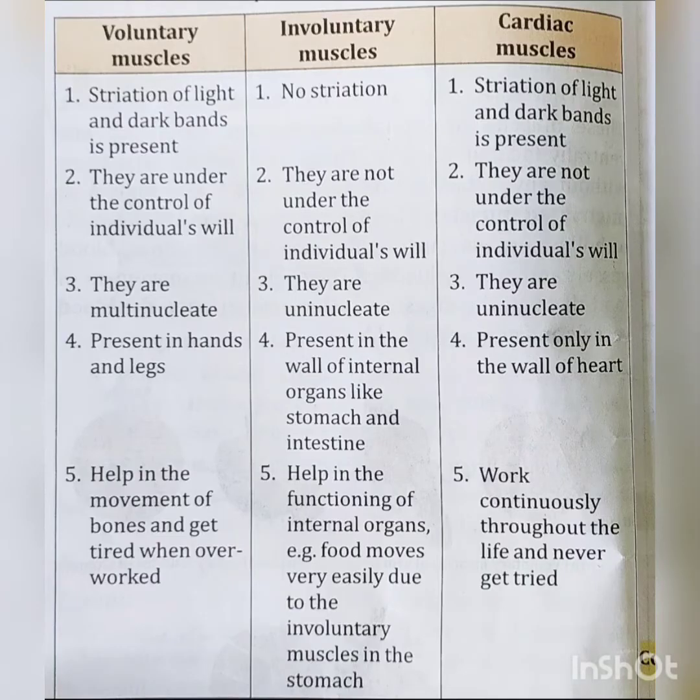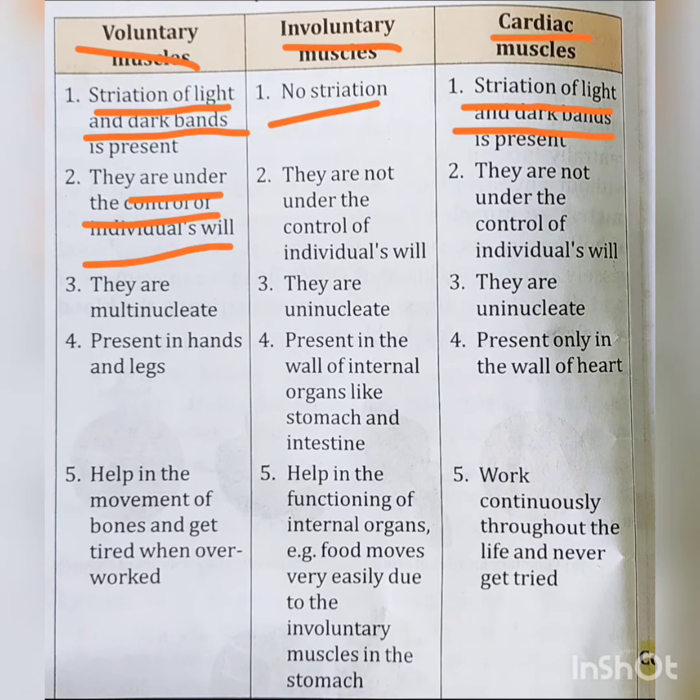A comparative study between voluntary, involuntary, and cardiac muscles. Voluntary muscles have striation of light and dark bands. Involuntary muscles have no striations. Cardiac muscles also have striation of light and dark bands. Voluntary muscles are under the control of the individual's will, that is, we can control them. Involuntary muscles are not under the control of the individual. Cardiac muscles also are not under the control of the individual's will.